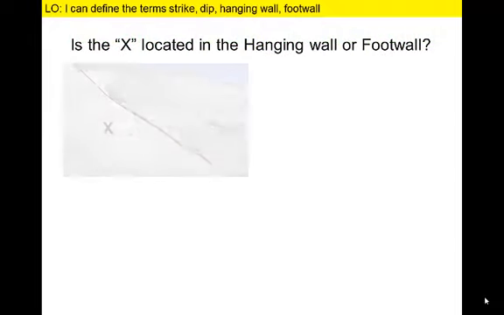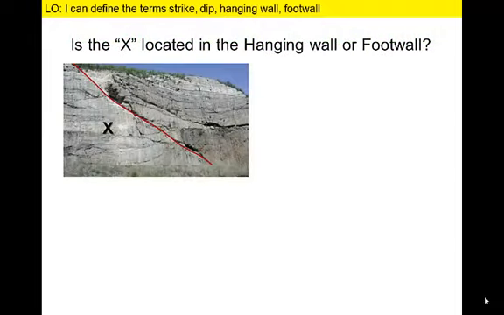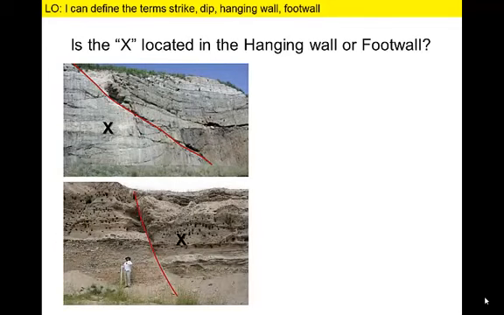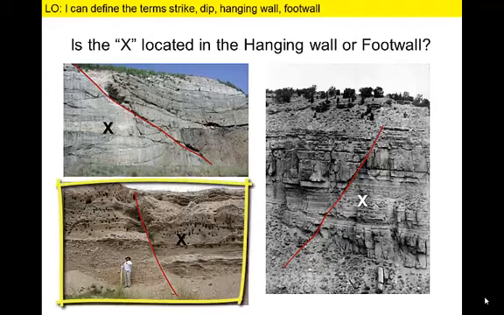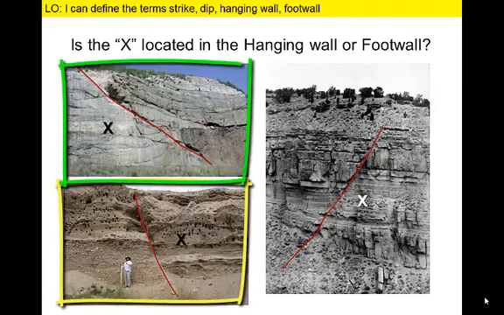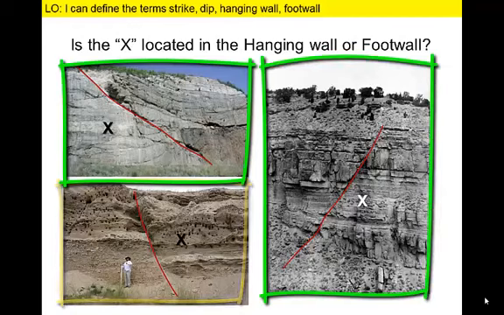Here are three images of faults, with the faults indicated by the red lines. Can you identify the hanging wall and foot wall for these three faults? Notice that X is only above the fault or in the hanging wall for this image, and it is in the foot wall below the fault in both of these images.